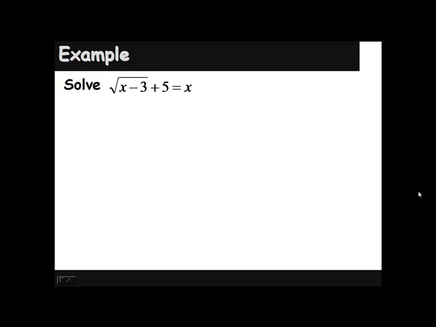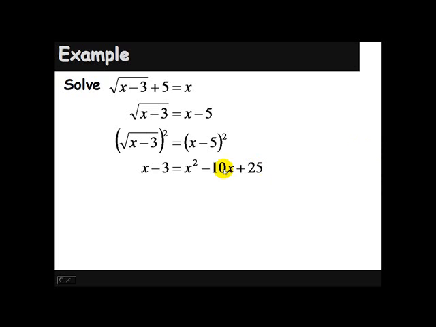Another example here. This time we've got more than one x. We've got an x under a radical, and we've got an x over here by itself. We've still got to get this x out of the radical, and the only way to do that is to isolate the radical. So we're going to subtract 5 from both sides, and then square. Squaring both sides gives me x minus 3 on the left, x squared minus 10x plus 25 on the right.